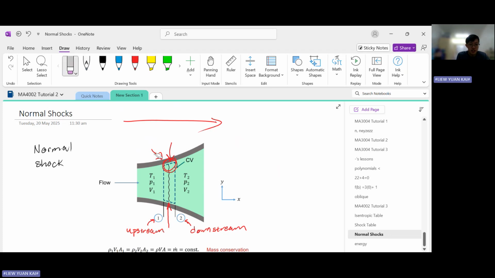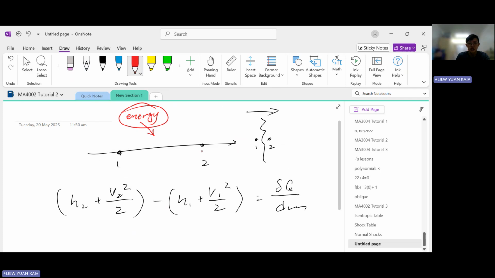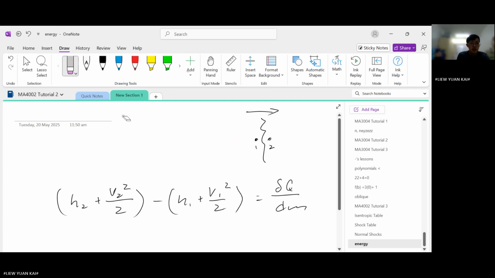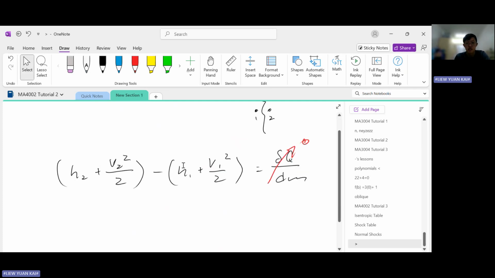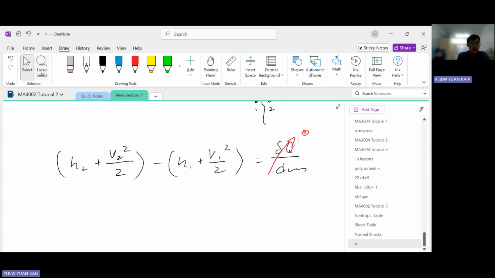So at the end of the day, we can consider the shock to be adiabatic. Meaning to say, no heat is able to transfer into the shock control volume. We consider that no energy can be transferred in the form of heat into the shock. So what does that mean? Essentially, for a shock, this will be 0. Because it is infinitesimally thin, heat cannot be transferred into the shock, therefore dq/dm is equal to 0. Now, why is this important?